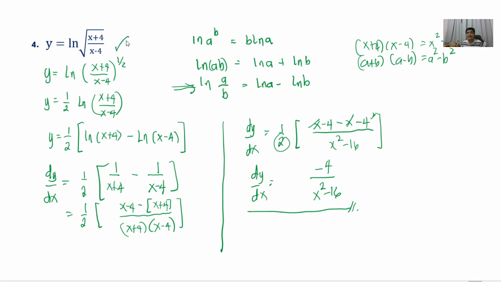Now, class, pag hindi mo gamay ang mga to, hindi mo alam yung properties ng natural logarithm, ay mahihirapan ka talaga. Magiging complicated ang iyong solution. So, there are advantages. Dapat alam mo tong mga laws ni natural logarithm, yung mga properties niya. Okay?